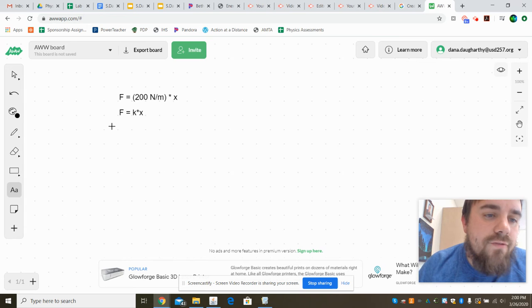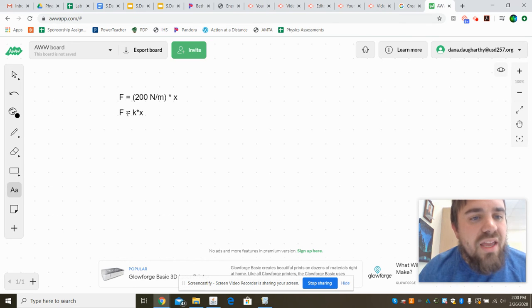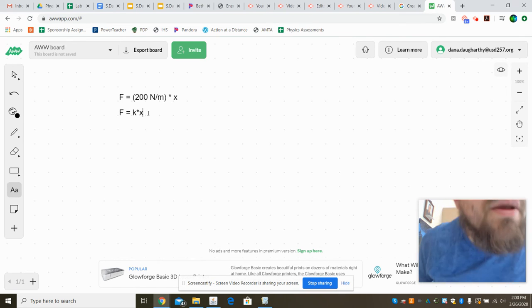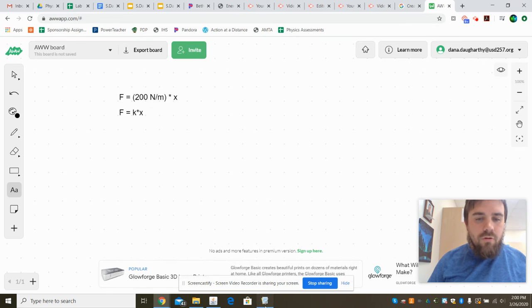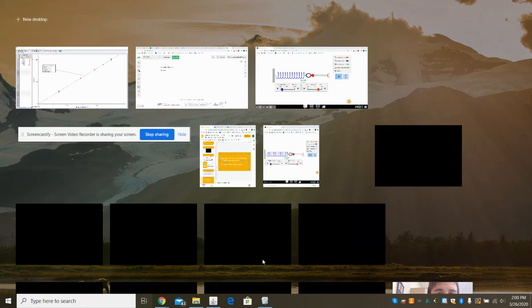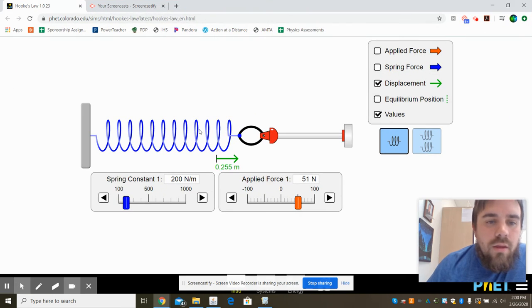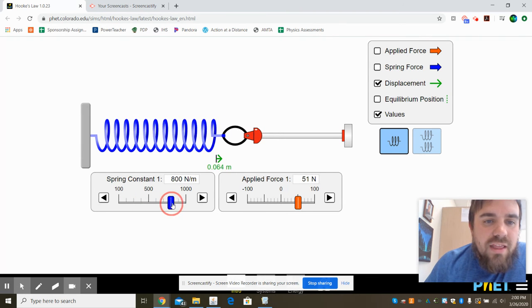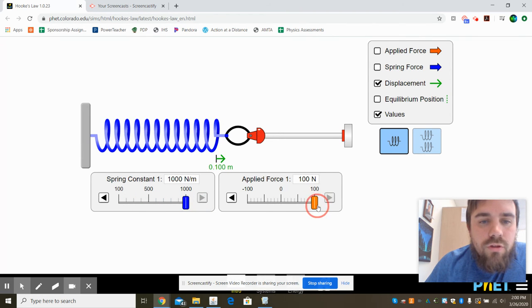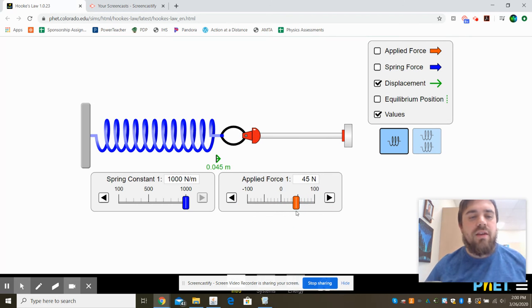Knowing that F is the force exerted on the spring, k is the spring constant, and delta x is the spring displacement. Now note this about the spring constant. When I look at this spring here, if I increase the spring constant, it gets thicker. And if I apply more force to it, notice how the displacement doesn't get very big. So the spring constant is defined as the amount of force required to displace a spring by 1 meter.